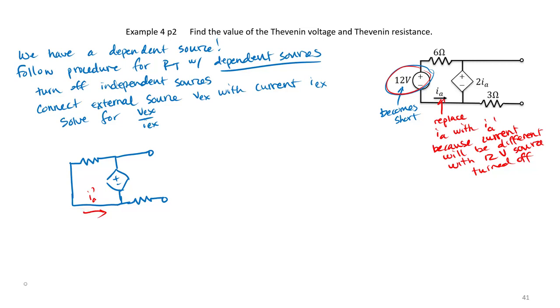It's still our dependent source. It will still depend on IA prime. And of course, we have a 3 ohm, 6 ohm resistor. And now we connect that external source.